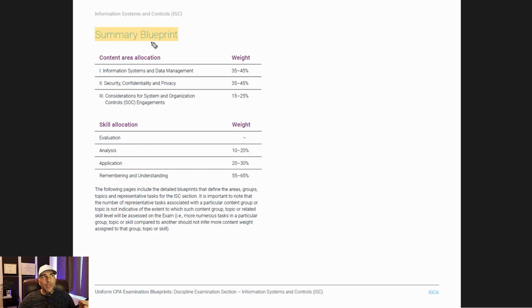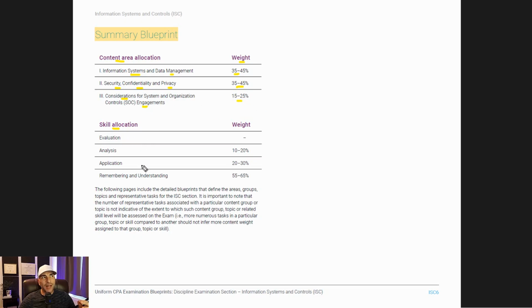So as a summary of what we just went over, here we have the content area allocation and the skill allocation. So again, we had Area 1, information systems and data management, 35 to 45% of the weight of the exam. Security, confidentiality, and privacy, again, 35 to 45%. And content area 3, considerations for SOC engagements, 15 to 25%.